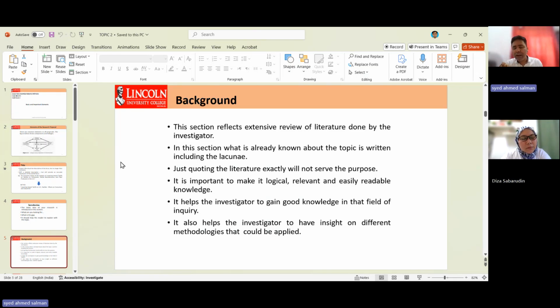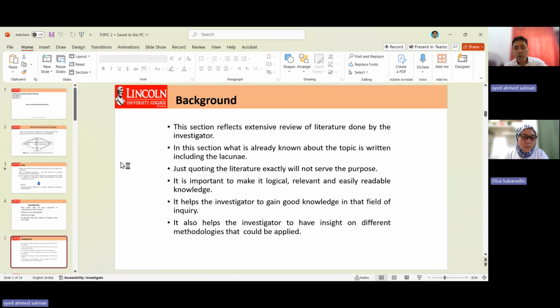For example, whenever you are writing a WhatsApp message to your friend, you are going to write the sequence, you are going to write the content, right? If you are not following the sequence, there is no link, he or she is not going to understand, right? So whenever you are writing the background of the study, from one paragraph to another paragraph, there should be a proper link.